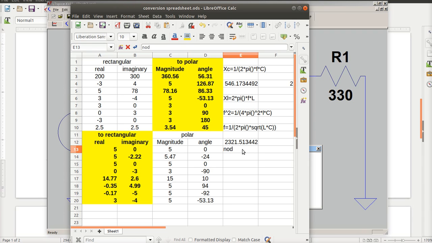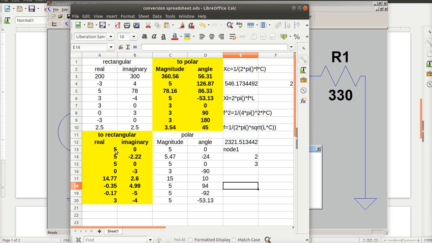Whoops. Node 1, 2, 3. Okay, so these are my voltages as read by a voltmeter at those 3 nodes. Now, you don't read the phase angle with a voltmeter. This is what they are in rectangular. So if I do the real and imaginary parts up here, I can add them up.